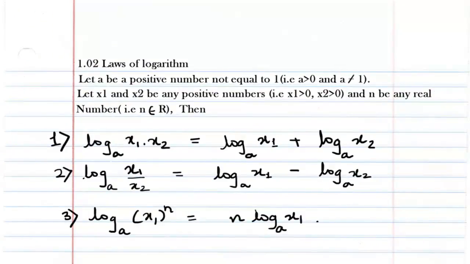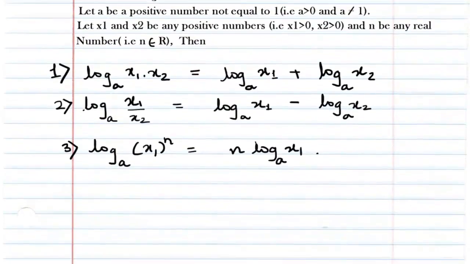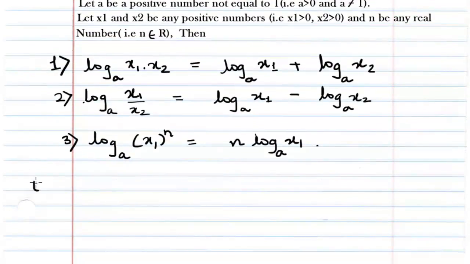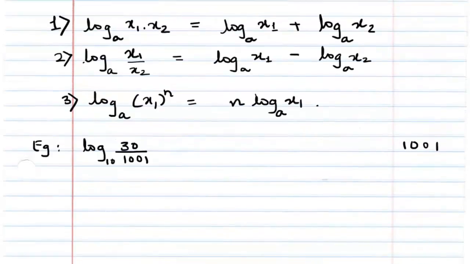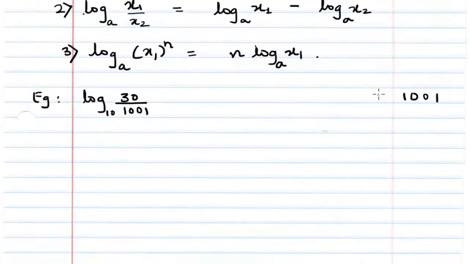Now let's try an example of law 2. Log of 30 upon 1001 to the base 10. First I'll factor out 1001 because that is a big number.